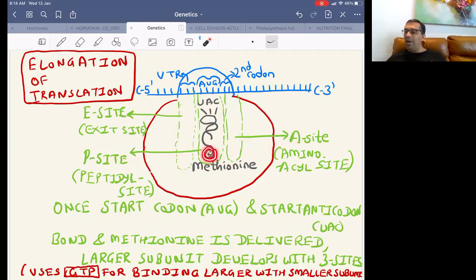Where is amino acid methionine delivered? In the site called the P site. Methionine is delivered at the P site.